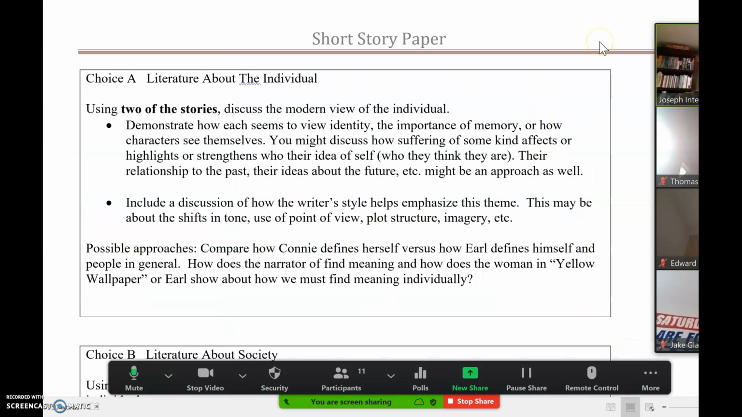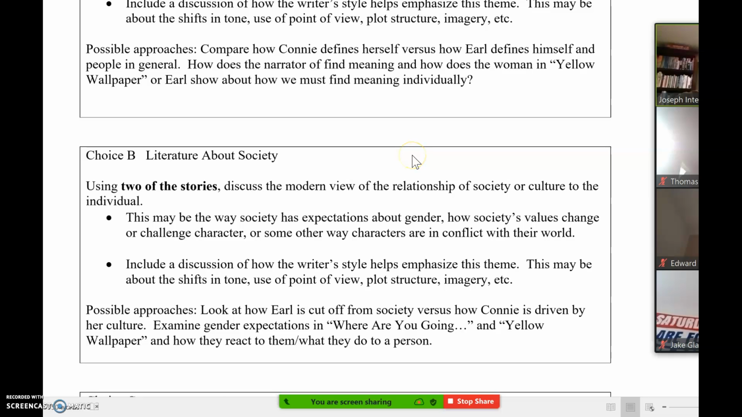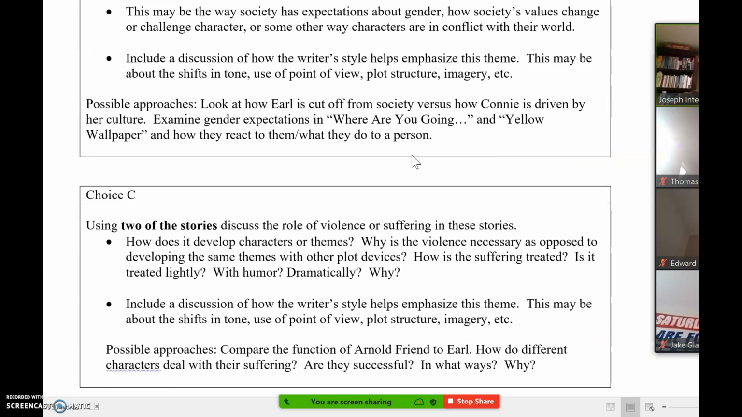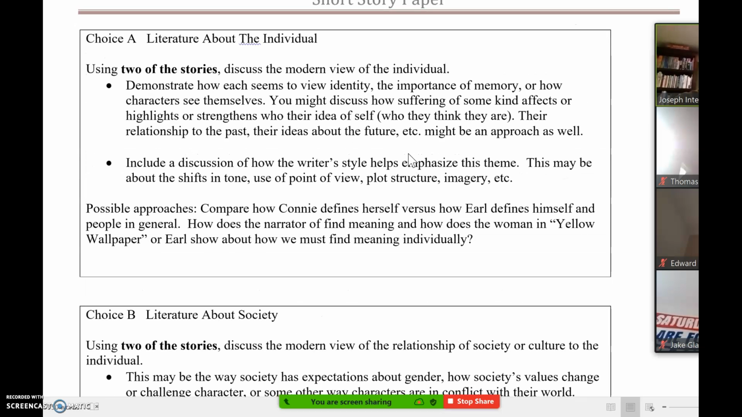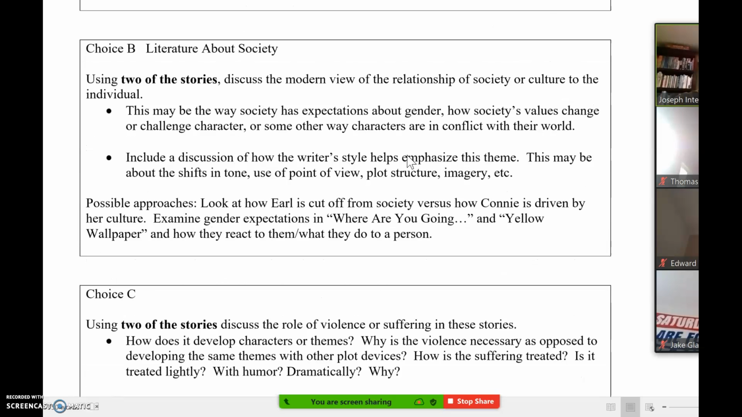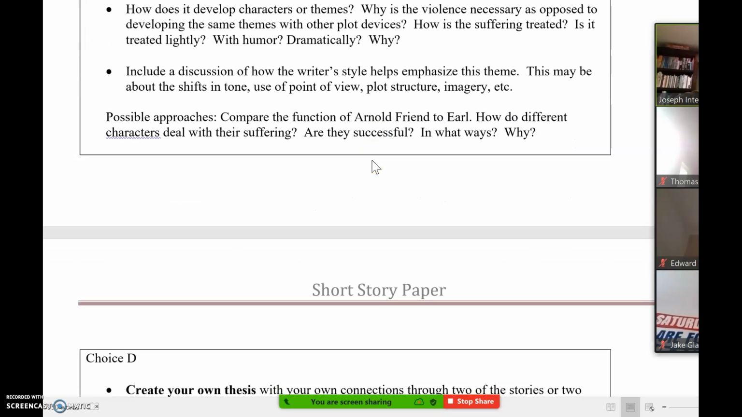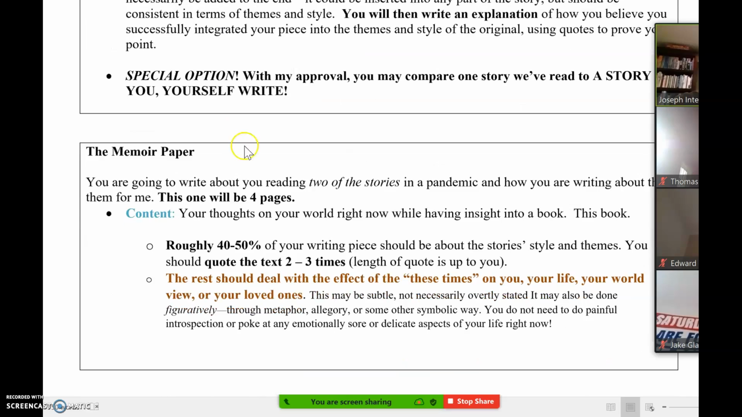It's going to take me a few minutes because I gave you a bunch of choices of different things you can write about, different approaches, and some starters for it. The first three are my usual, A, B, and C, and I'm going to go over them in a second. They're thematically connecting. All of these deal with two of the short stories of your choosing. Then there's choice D, and then I turned it into Q, and then something else.